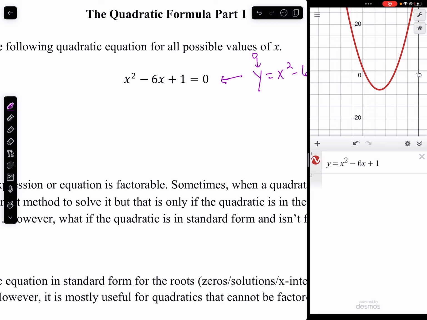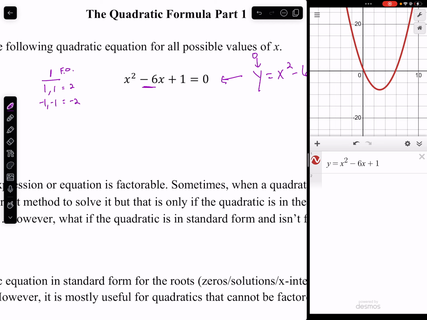So my a is 1 and my c is 1, so I'm looking for factors of 1. That's just going to be 1 and 1, that's what multiplies to 1. So factors of 1, and also -1 and -1. Now I need to look which ones add to the middle term, right here, the -6. Well, none of them do. So we can't factor this.